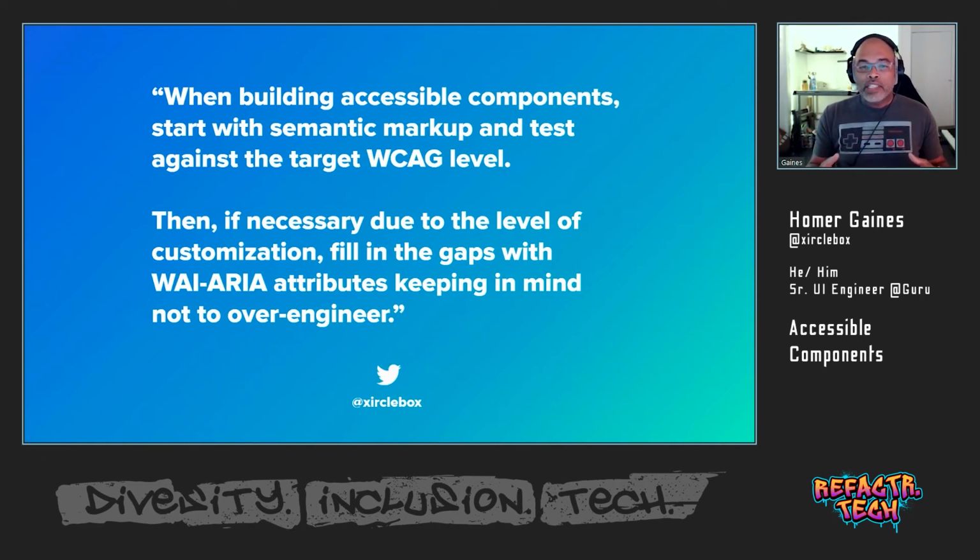But what I'd like to say is, when you start off building your components, start with the semantics first. Start with basic HTML and CSS when you are building the skeleton for your component. And then, as necessary, test against the proper level that you would like for it to pass according to the WCAG. And then to fill in those gaps where your component may be falling short, that's when you want to use the ARIA labels. But it should not be the other way around. You should not use ARIA first and semantics last.